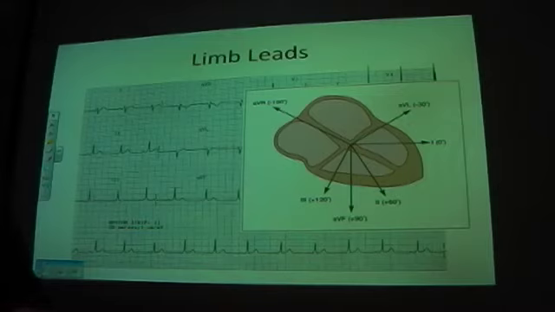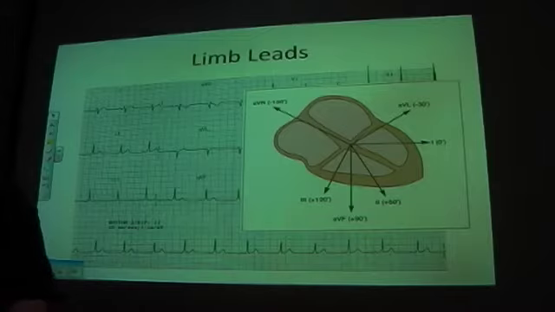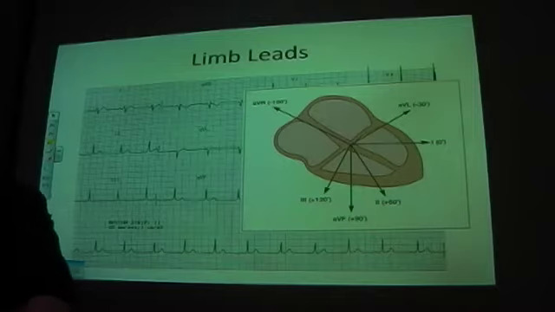When you're looking at the limb leads, as you'll notice, aVR is the complete opposite side, so you get a mostly negative trace over aVR. Lead 2 is generally going along, the closest going along the septum of the heart. So this is the one we use for the rhythm lead at the bottom.